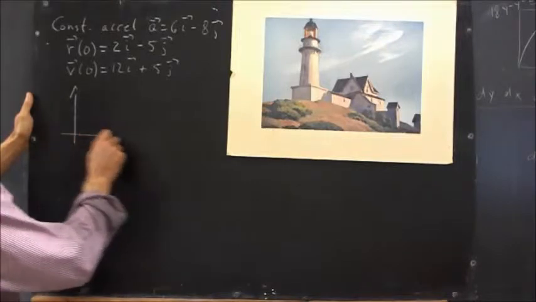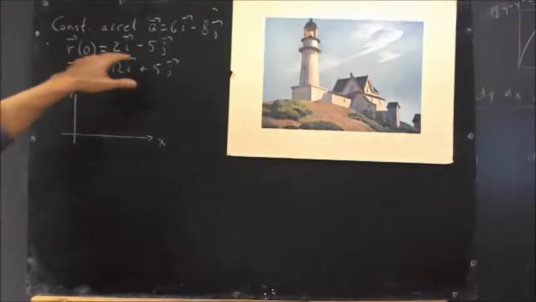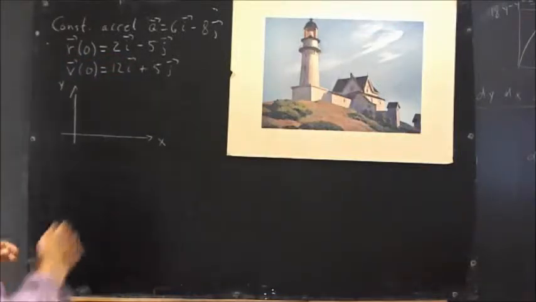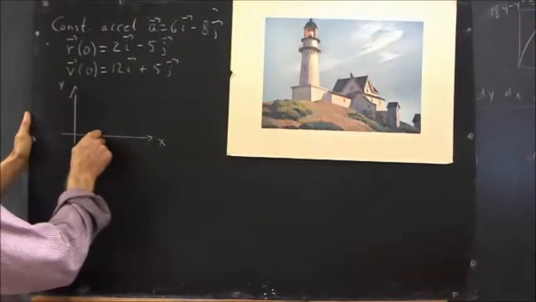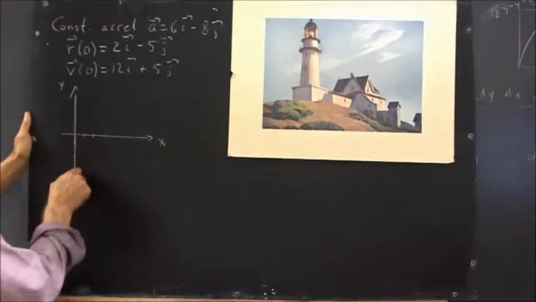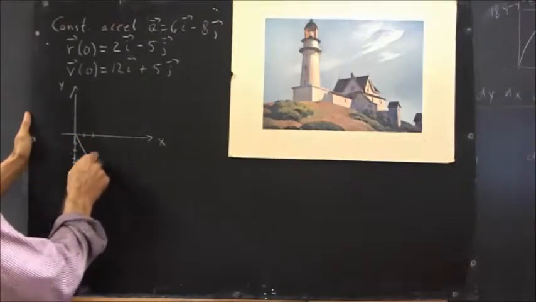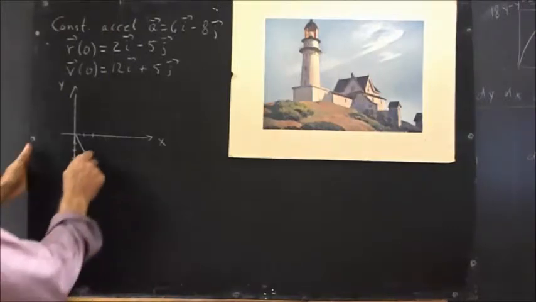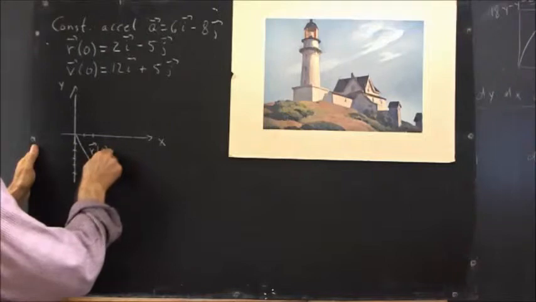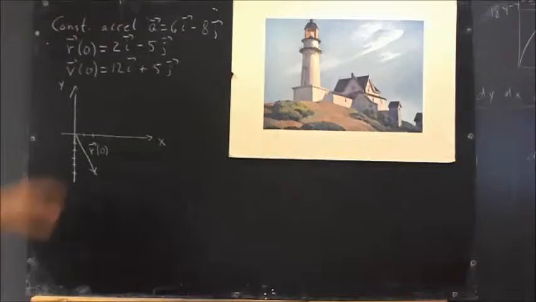Here's our coordinate system. R of 0 equals 2i minus 5j means that we come out 2 units on the x and down 5 units, and we arrive at a point here. Here's our R of 0 vector, and here's our initial point. So we're starting from this point, and we're starting with an initial velocity, 12i plus 5j.